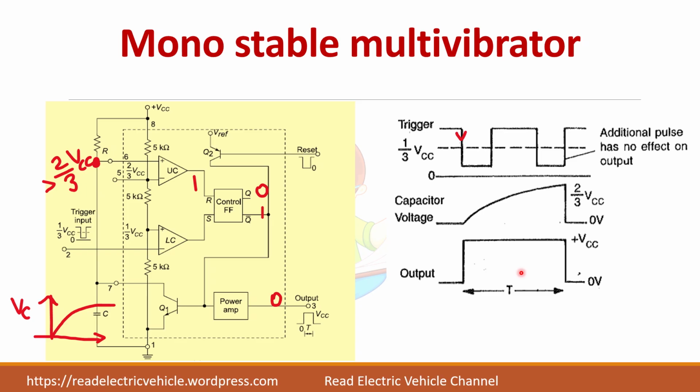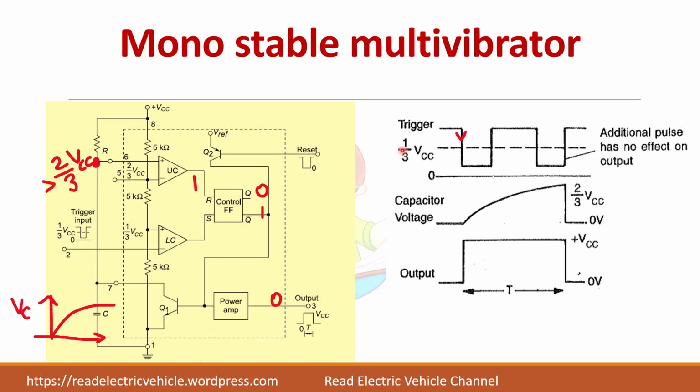So the capacitor discharges and you can see the waveform here. We are giving a negative going pulse as the trigger signal. When it falls below 1/3 VCC, the capacitor will start to charge. It will be charging till it reaches 2/3 VCC, till this point. Once it reaches 2/3 VCC, the upper comparator becomes high, so the flip-flop will reset and the output becomes 0.